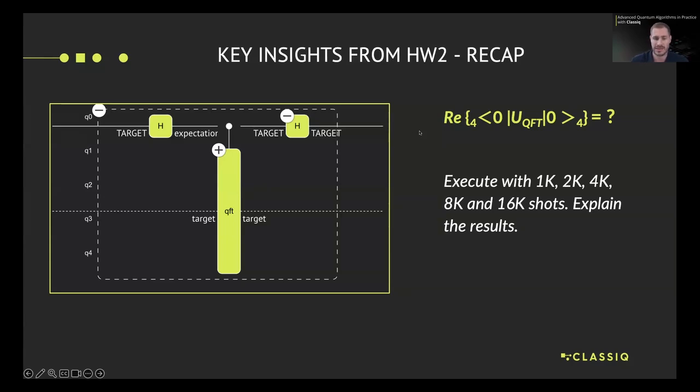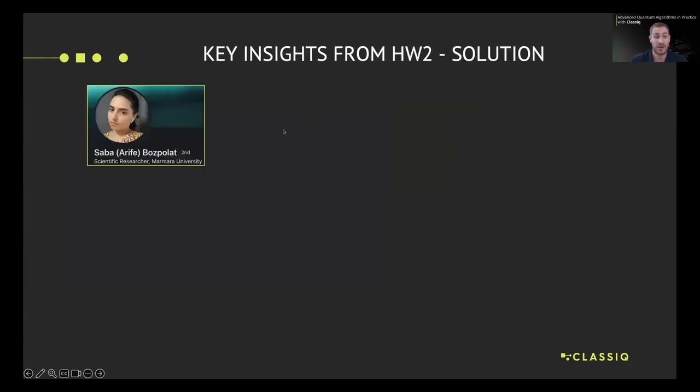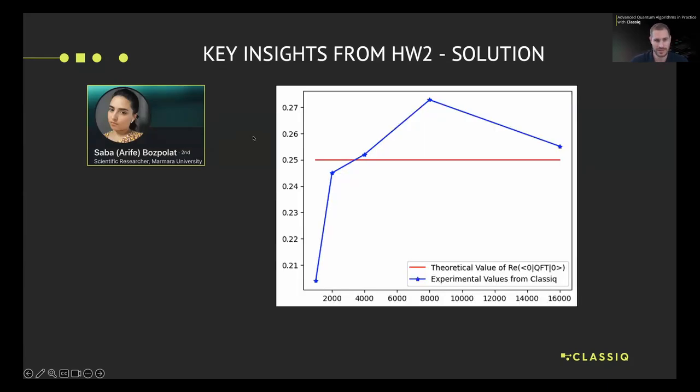I've seen some very nice submissions already, and one of them was by Saba Bozpolat. I hope I pronounced the name well. This is the plot that she had. On the x-axis we can see the number of shots, and on the y-axis the expectation value. In red is the theoretical expectation value, the correct one. It's 0.25. This is what we expect theoretically when we calculate with pen and paper.